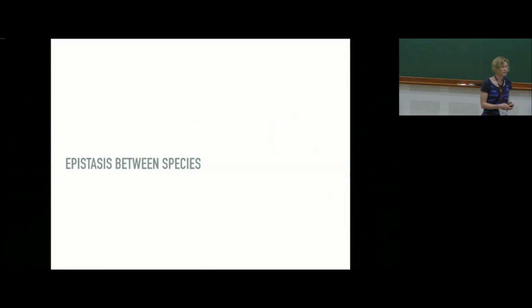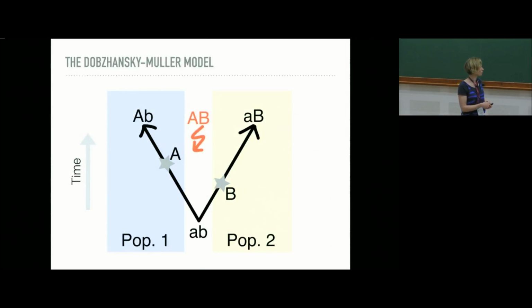Okay. So now let's get to a more global level of epistasis between species. And this is where we're going back to your question. So this is the Dobzhansky-Muller model. I did my PhD in speciation theory, so that's basically how I started my dive into biology, and it is widely assumed that this is a model that explains how you can get reproductive isolation in isolated populations.